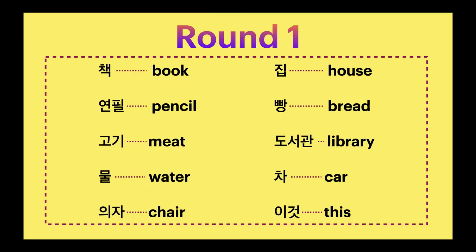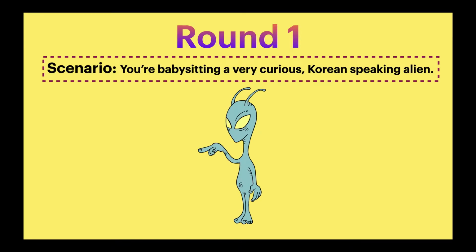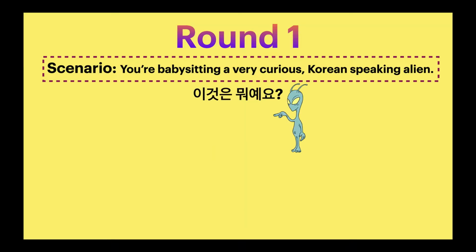Here are the words that you will need. Feel free to screenshot this or pause the video and write them down. And let's go ahead and start with our first scenario in which we are babysitting a very curious Korean-speaking alien who is constantly asking, 이것은 뭐예요? What's this? Occasionally he'll switch up the way that he uses the topic particle and he might ask, 이거는 뭐예요? 이건 뭐예요? Or he might even drop the particle completely and say, 이거 뭐예요?